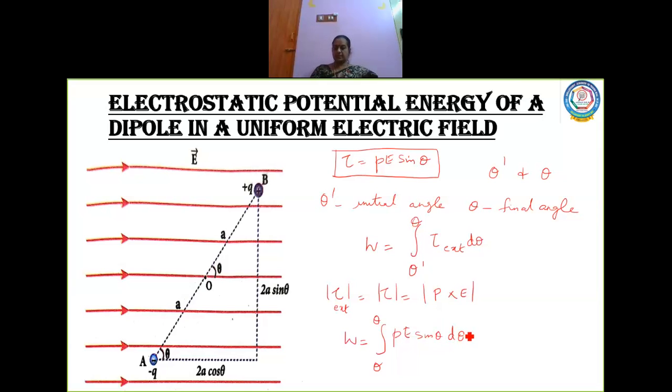So when I integrate, P E will be out. The integral of sin theta is minus cos theta. When I rearrange the value, I have P E times cos theta dash minus cos theta, which is the work done. So not theta here, it should be W. It should be the work done. Now go through this topic.